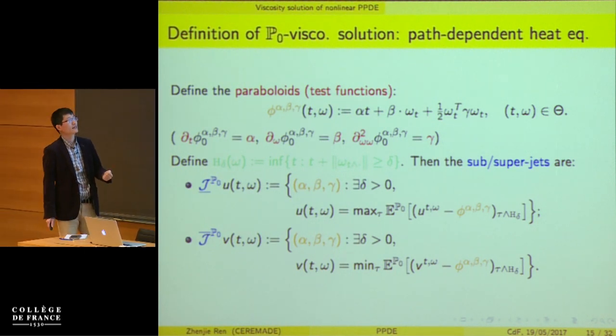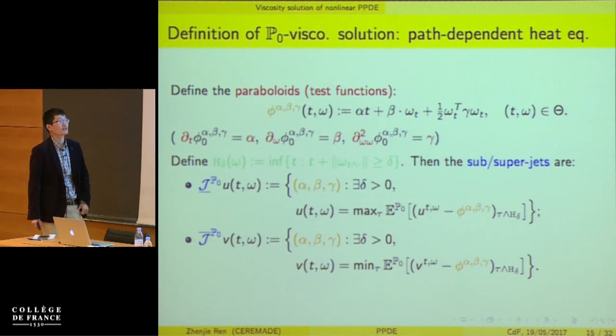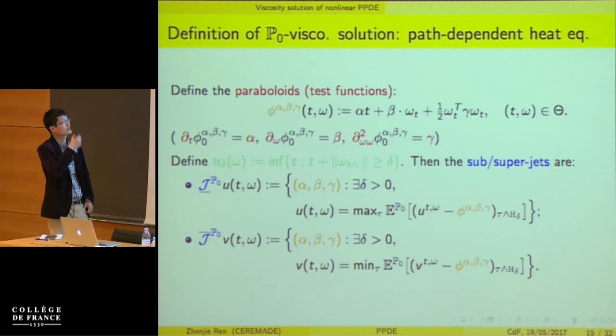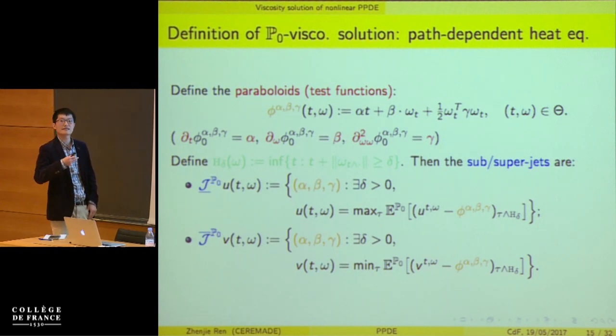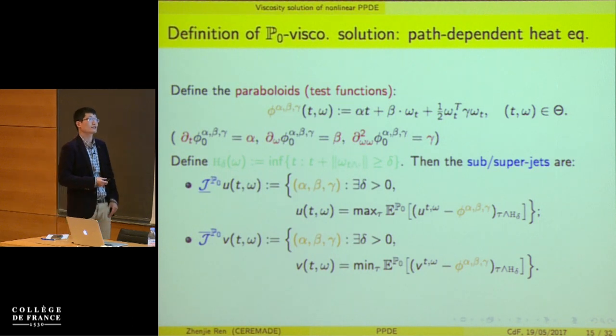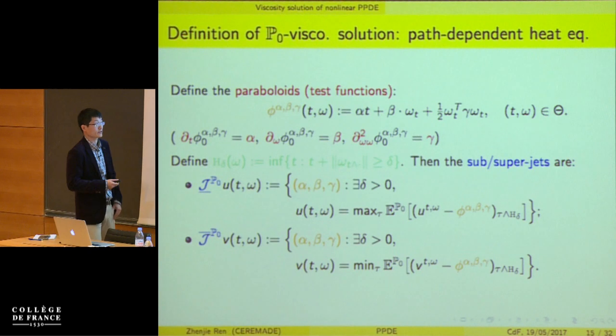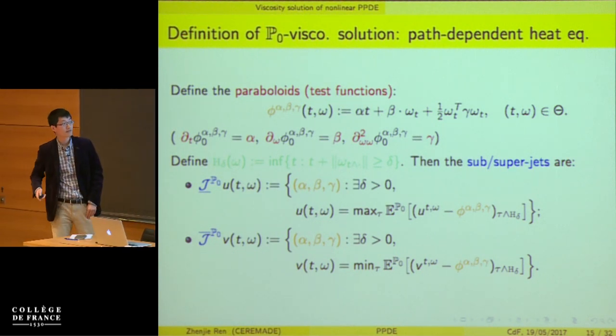Here, the lower and upper jets are the jets for the sub and the super solution, respectively. And since paraboloids are entirely determined by the coefficients alpha, beta, gamma, we don't need to record the whole function. We only need to record the coefficients. That's why we call them jets. Jets are of finite dimension. So these are finite dimension jets, very important.